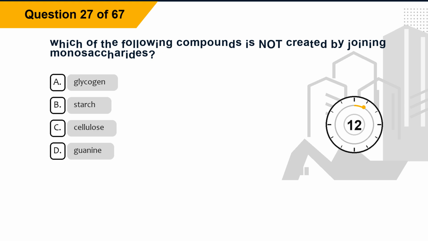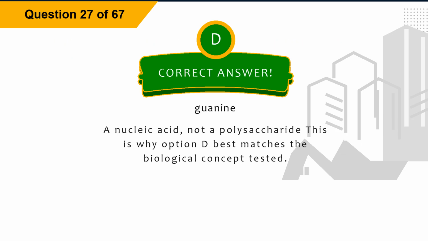Question 27. Which of the following compounds is not created by joining monosaccharides? Option A, glycogen. Option B, starch. Option C, cellulose. Option D, guanine. The correct answer is option D, guanine. Explanation.